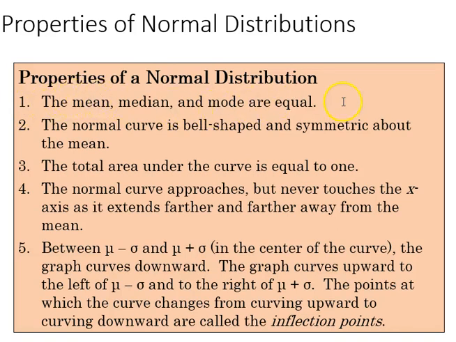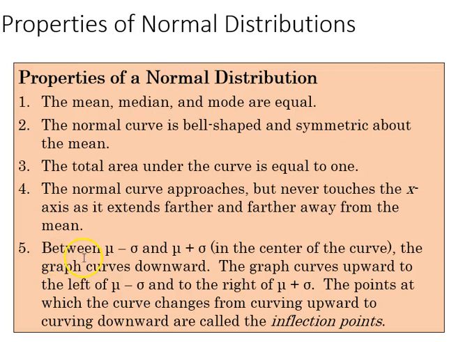The mean, median, and mode are all equal. It's bell-shaped and symmetric. That's the other thing. It's unlike, say, the chi-square distribution, which is not symmetrical. We have the total area under the curve equal to 1, similar to the idea of discrete distributions, which also total to 1. This is the case with the normal distribution. And 4, the normal curve approaches but never touches the x-axis. So it's a limit. It just approaches a limit, never crosses it.